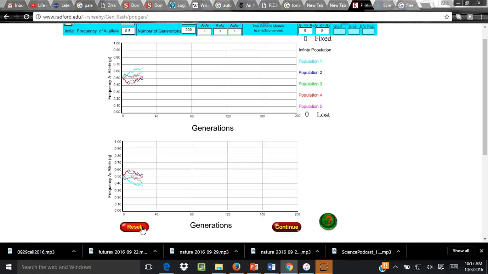But look, we can see that the variance in the fluctuation, the tendency to fluctuate, seems a lot more reduced, and the tendency toward the initial conditions of 50% is greater. That doesn't mean nothing is going to fix or get lost, but the higher the population, the lower the effects of genetic drift.